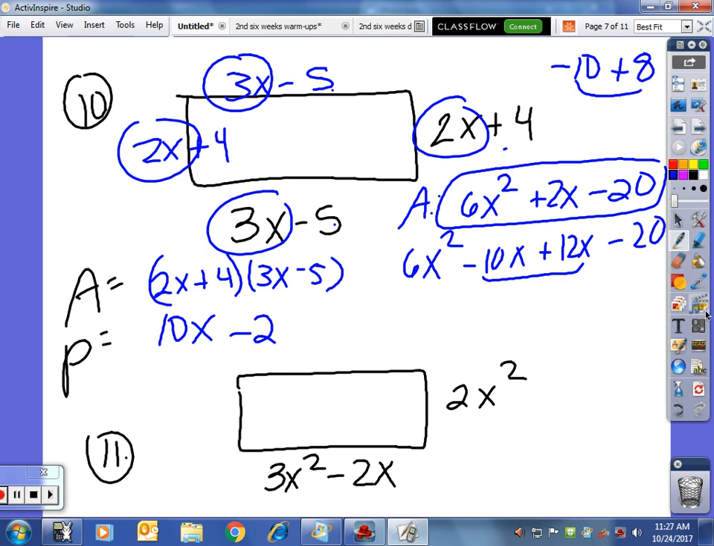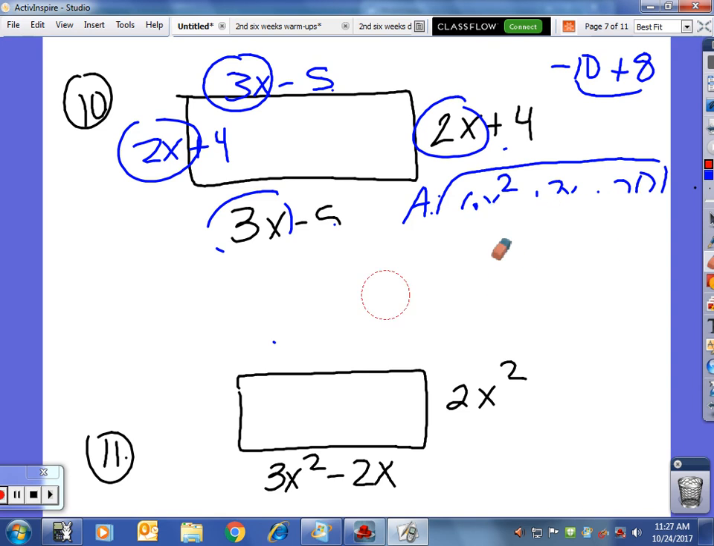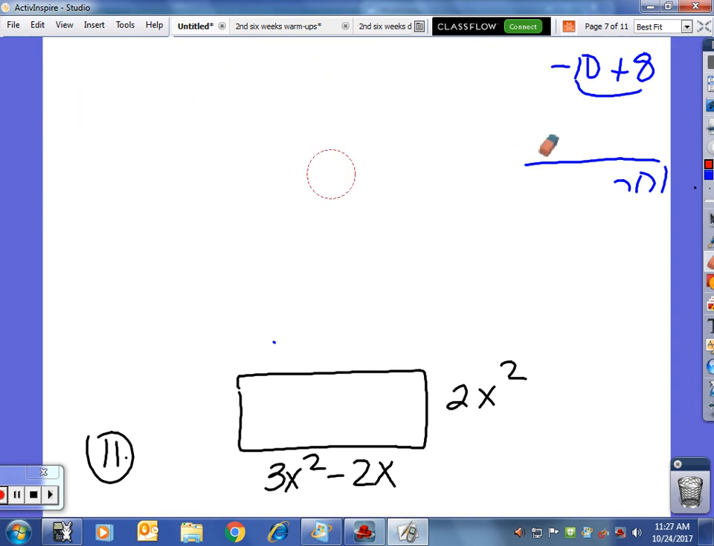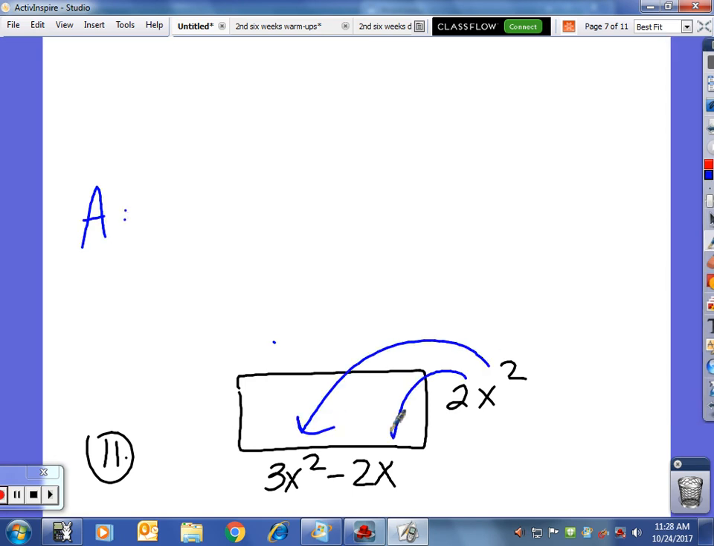All right, now number 11 is really not today's lesson. There was one like this on your last daily grade. It's not really FOIL because it's a monomial times a binomial. So for area, you just distribute this times this. What's the area of this guy? 6x to the 4th minus 4x to the 3rd.